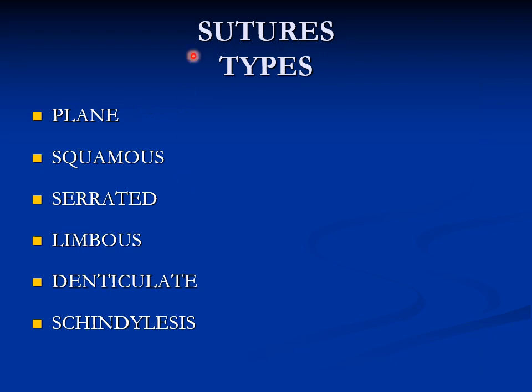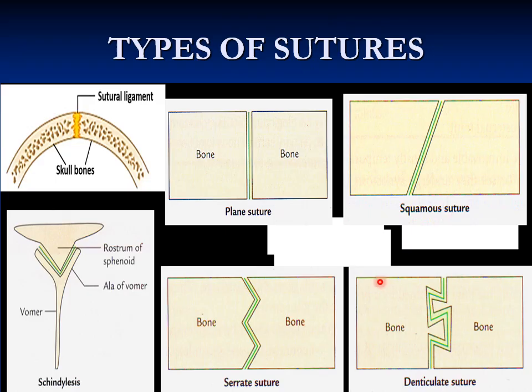Now what are the different types of sutures? These are the plain variety, squamous, serrated, limbus, denticulate, and schindylesis. So now have a look at the structure of different classifications of the sutures, and this classification is based on the shape of the joining edges. So according to the shape of joining edges of the two bones, we classify them.